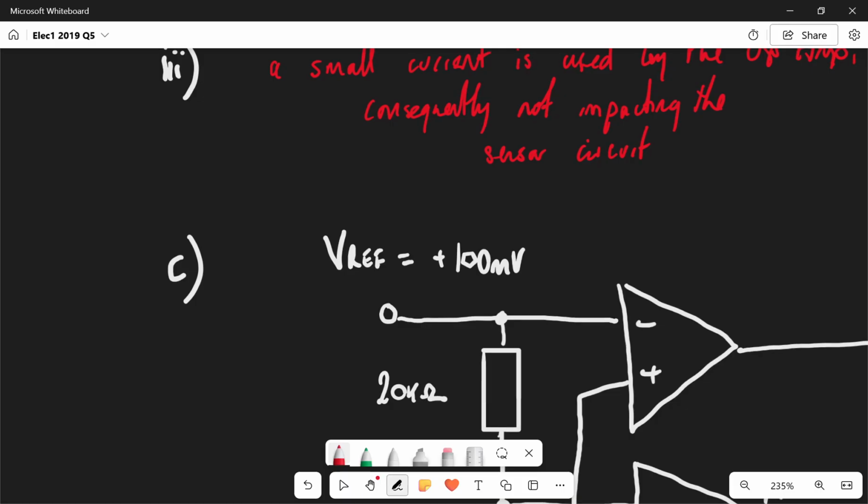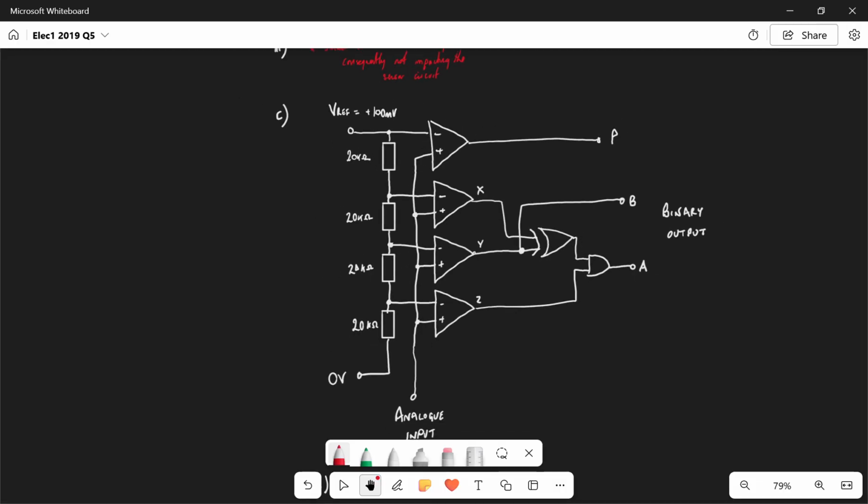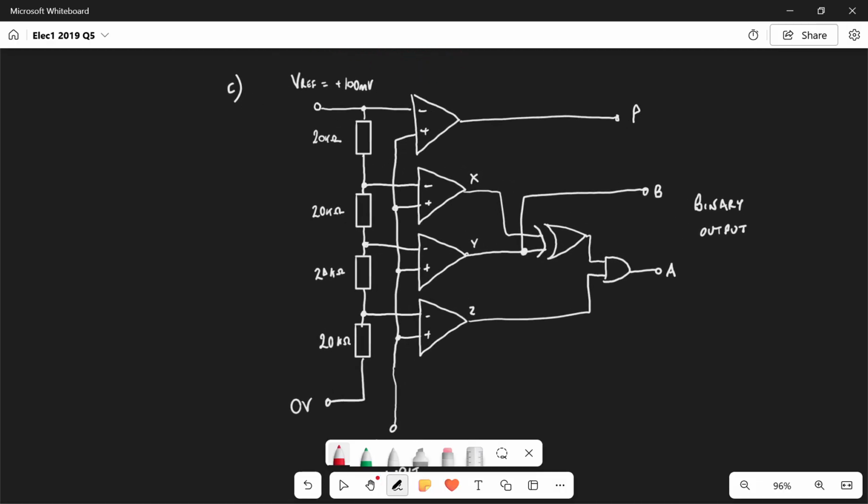Okay, part C. Okay, so part C, we have an ADC. So the circuit diagram shows a simple flash ADC. The logic system is used as the priority encoder. Now, a priority encoder basically decodes the output from an ADC into binary. And we can see on the right-hand side that we've got a binary output for B and A, and we've got another output which is P, but we might come back to that.